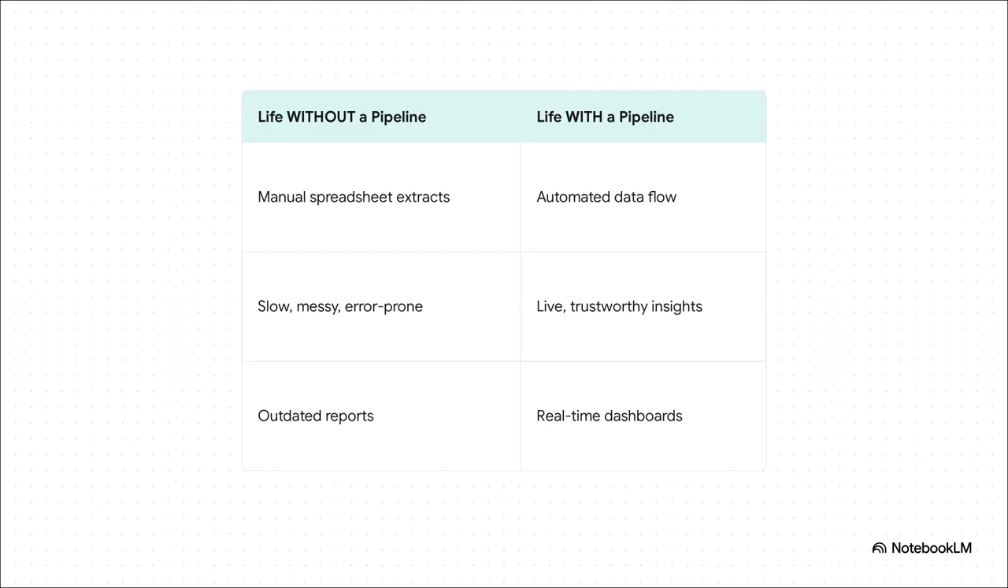Just look at the difference here. It's like night and day. Without a pipeline, Hungry Now is basically flying blind. They're stuck manually pulling data into messy spreadsheets. Everything is slow, full of errors, and by the time they get a report, the information is already old. But with a pipeline, the whole game changes. The data flows automatically, the insights are live, they're trustworthy, and the entire business runs on clean, up-to-the-minute information.